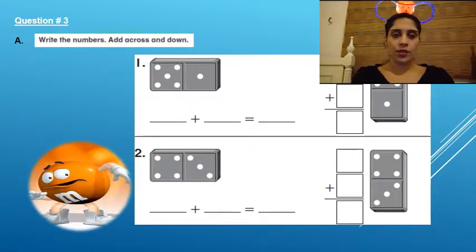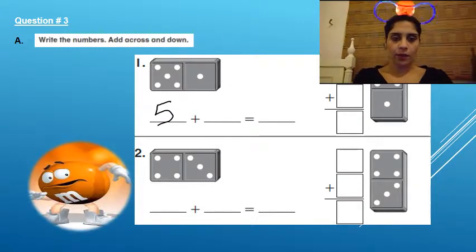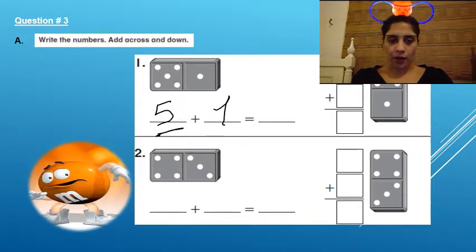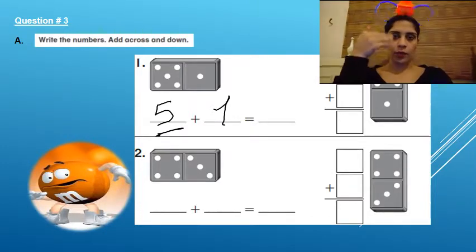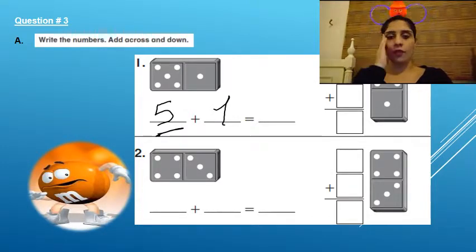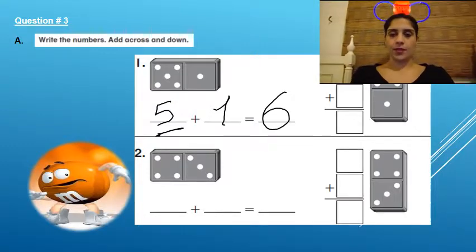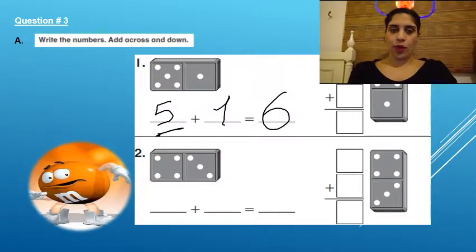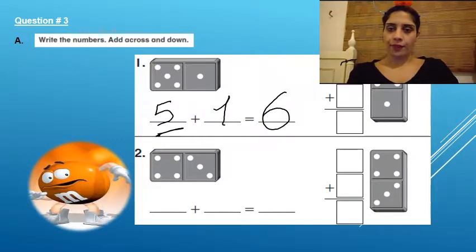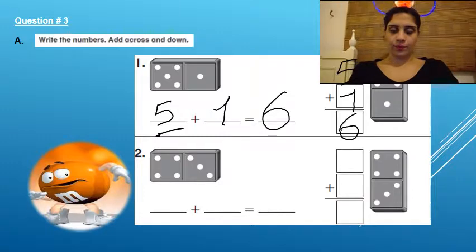Here we have to count first the white dots. 1, 2, 3, 4, 5. There are 5 white dots. And here we have 1. We write here number 1. Which one is greater? 5. We put 5 in our head and we continue counting on our fingers. 5, 6. Here there is number 6. Now let's move to add cross and down. Here we have 5 and here we have 1 plus. Did you see 1? Here we have 6 in all.